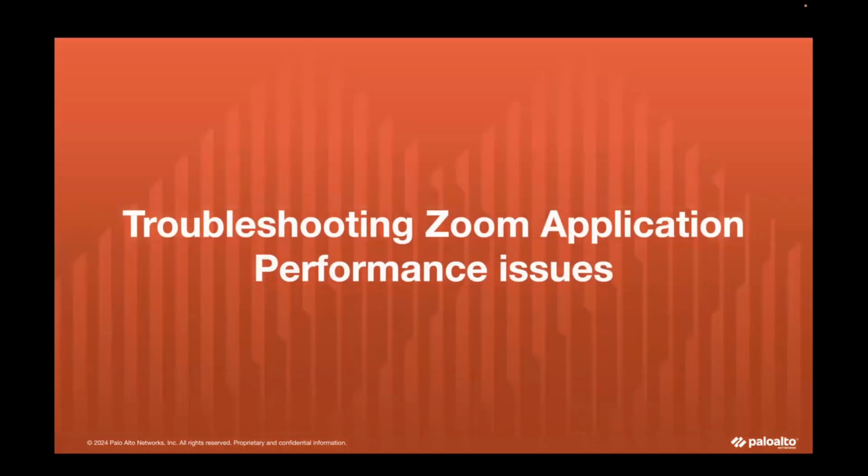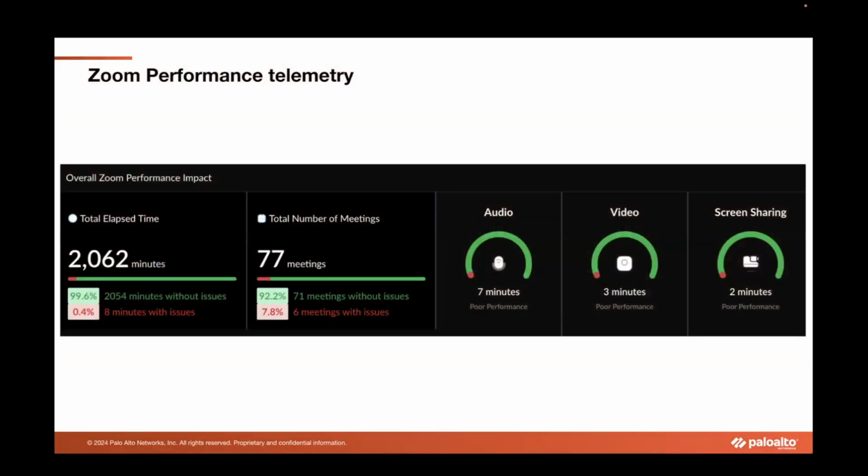Now, let's look at application troubleshooting. So let's say, for example, there is a performance issue with Zoom. How do we troubleshoot this problem? So today with AI-powered ADEM, we have Zoom integration, which allows us to consume Zoom QSS data and correlate it with the performance telemetry that we have collected from ADEM and provide the root cause.